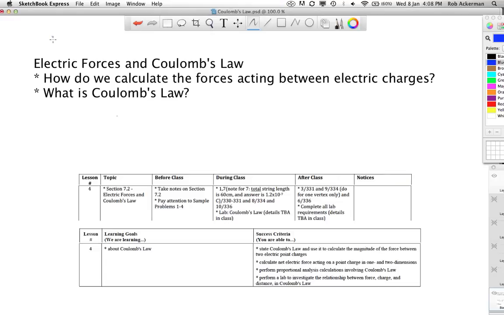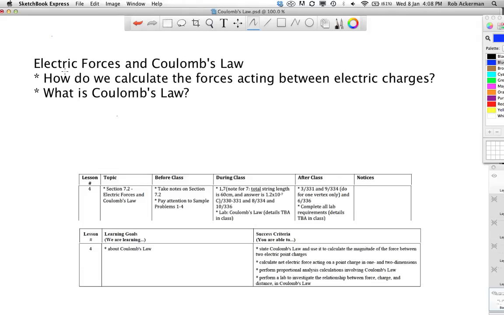Thanks for watching. The topic of today's video is electric forces and Coulomb's law. We're going to start looking at one of the other fundamental forces, this one, of course, the electromagnetic force, and specifically we're going to look at how forces are exerted and how to measure the forces exerted between charged objects. And along with that, we're going to learn something called Coulomb's law.